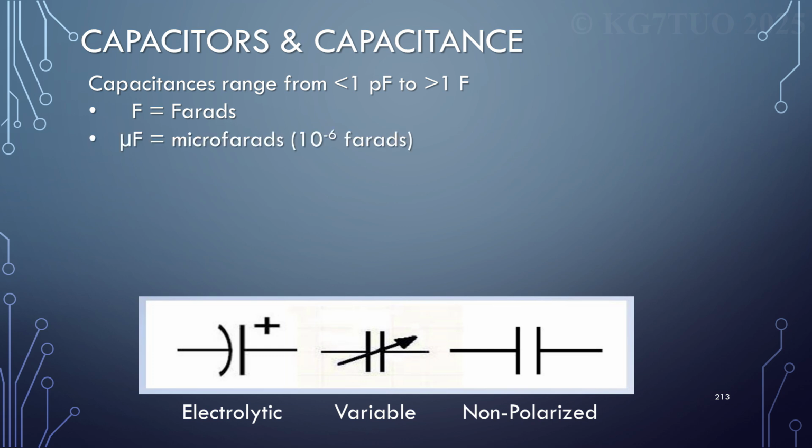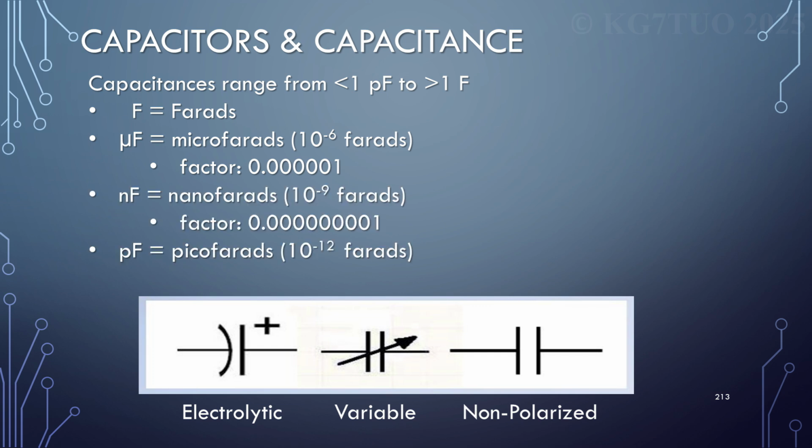Microfarads, 10 to the minus 6, kind of the same as microhenries. Nanofarads, 10 to the minus ninth. And picofarads is 10 to the minus 12th. That's pretty small, huh? 12 decimal places to the right of the decimal point.